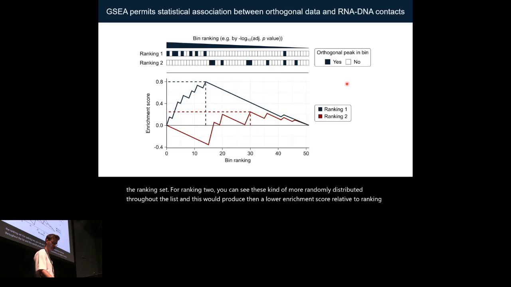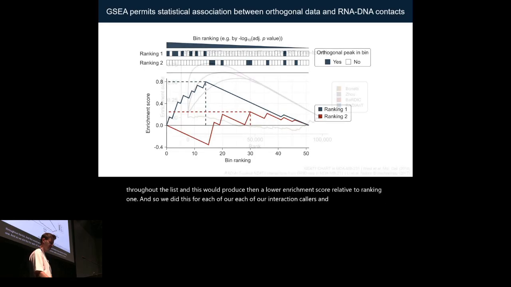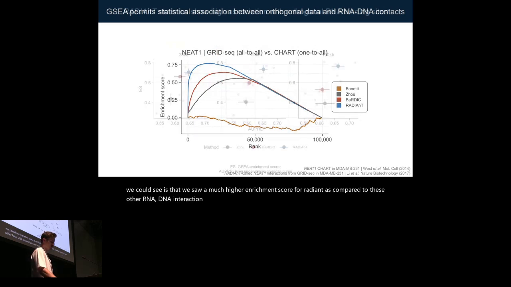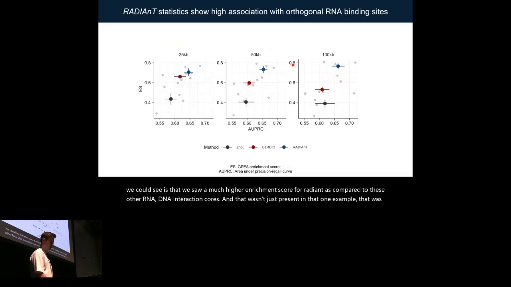And so we did this for each of our interaction callers and each of our interaction data sets. And this is an example. So this is NEAT1 one-to-all data compared to GRID-seq. And what we could see is that we saw a much higher enrichment score for Radiant as compared to these other RNA-DNA interaction callers. And that wasn't just present in that one example, that was present across essentially all of the examples that we looked at. And so when we combine this classification-based approach and the correlation-based approach, we can see that Radiant handily outperforms these other methods, although it must be stated, in some cases, it is rather close.